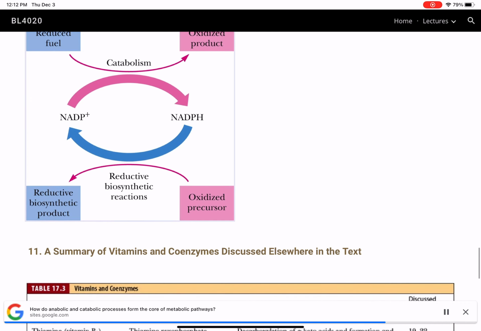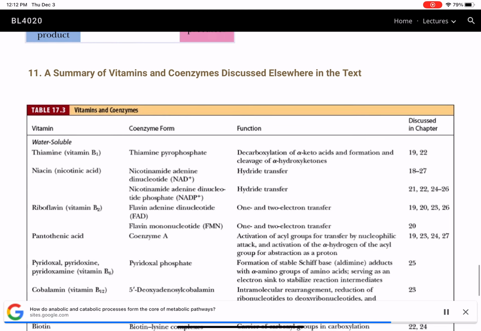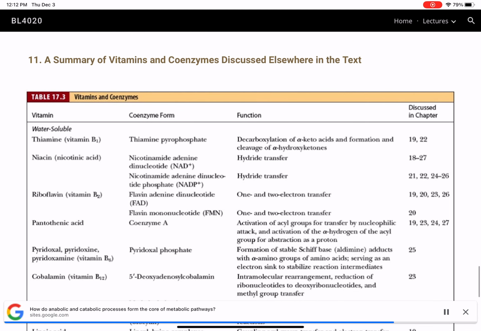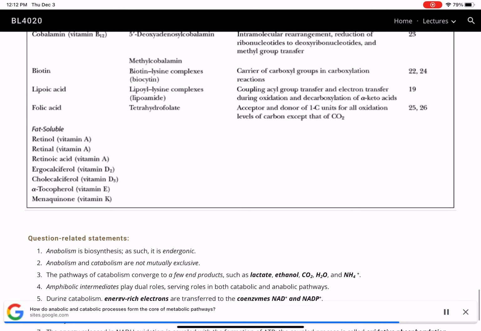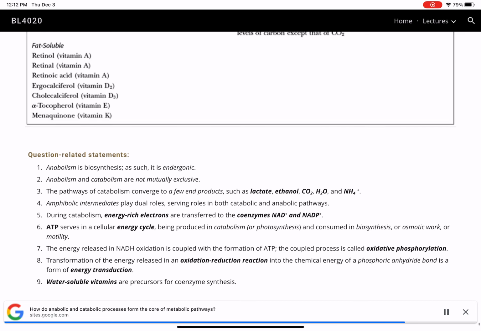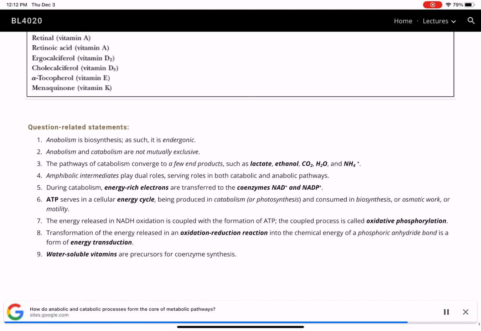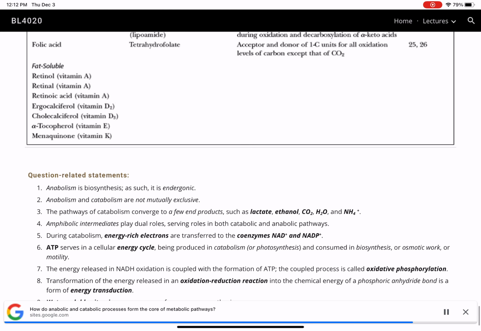11. A summary of vitamins and coenzymes discussed elsewhere in the text. Question-related statements. Anabolism is biosynthesis. As such, it is endergonic. Anabolism and catabolism are not mutually exclusive. The pathways of catabolism converge to a few end products, such as lactate, ethanol, CO2, H2O, and NH4.